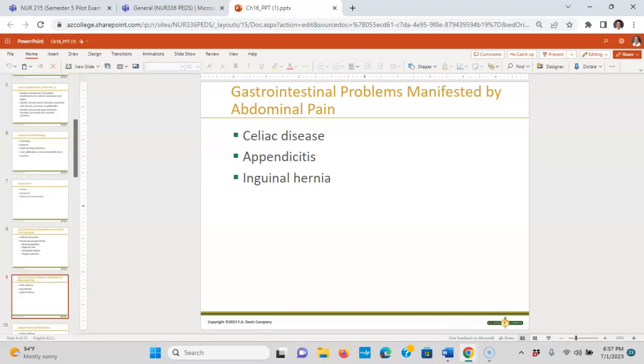So here's the thing, incarceration and strangulation are the problem. If it's reducible, leave it alone. If it's incarcerated, it could strangulate. If it's strangulated, you're going to have an issue because the strangulated tissue is about to rupture. So emergency care would be starting IV fluids, prepare the patient for surgery, witness informed consent if they are incarcerated.